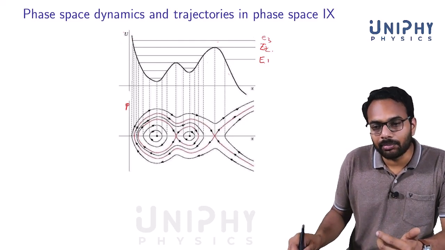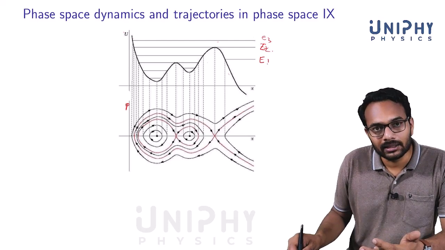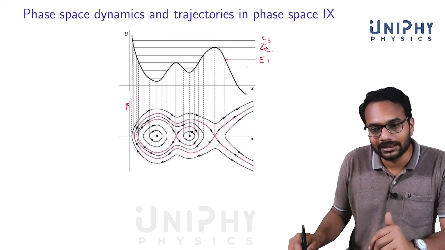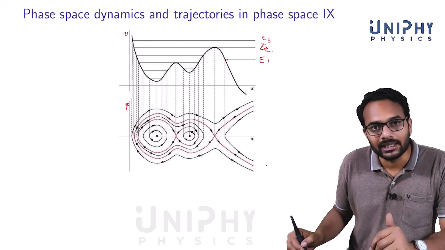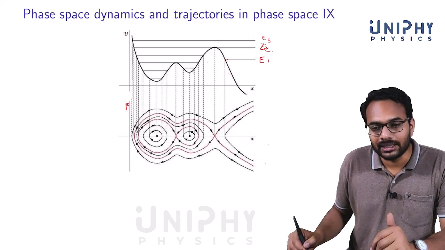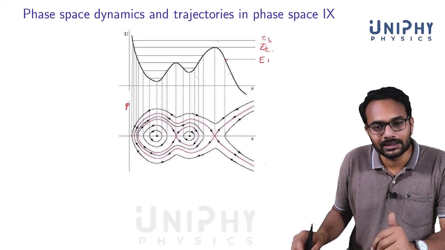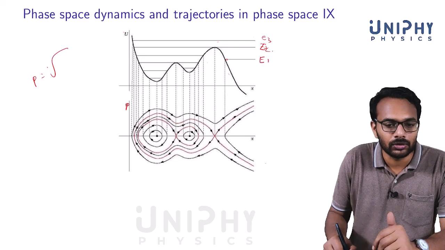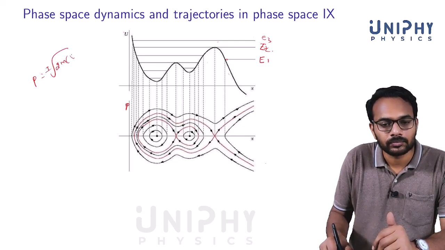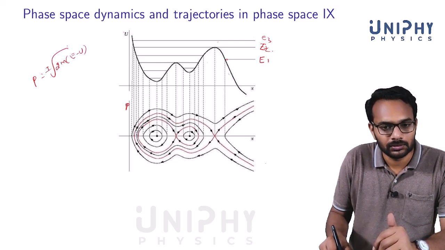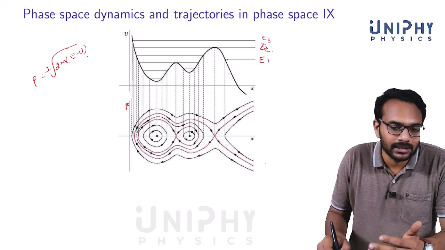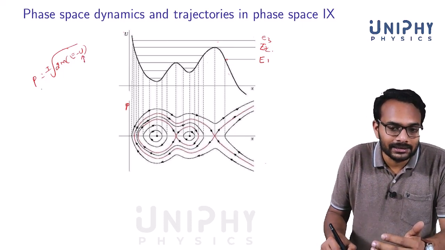Now suppose a particle has energy E1, and suppose it's coming from infinity. When it comes from infinity, it sees an increasing potential energy. We said that P is equal to plus or minus the square root of 2m(E minus U). This is just to get the qualitative behavior. When U increases, P decreases.